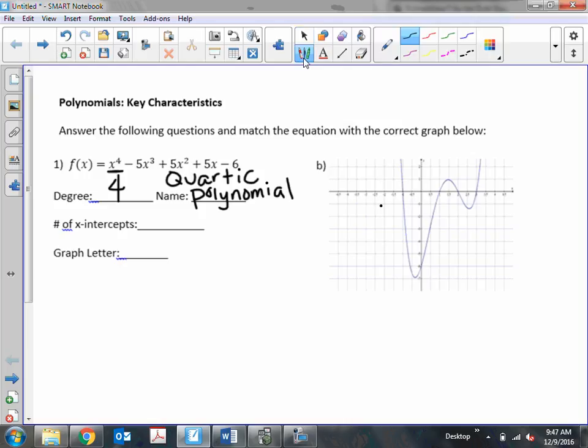Now we can count the number of x-intercepts that it has. Well, remember, whenever it has an x-intercept, that's how many times it crosses the x-axis. Well, I can see that it crosses the x-axis right here, here, here, and here. So if I count, it crosses 1, 2, 3, 4 times. So this has 4 x-intercepts.